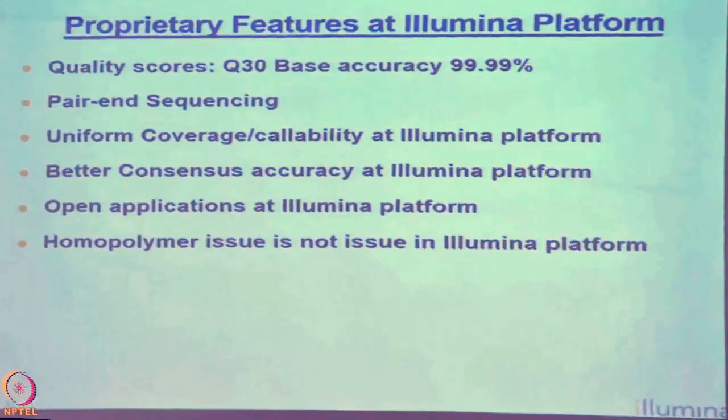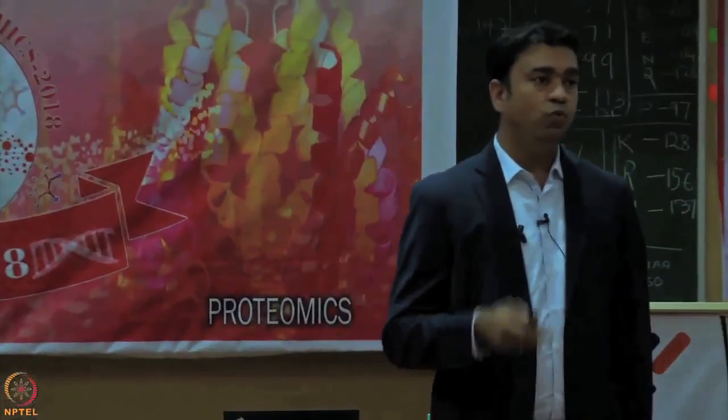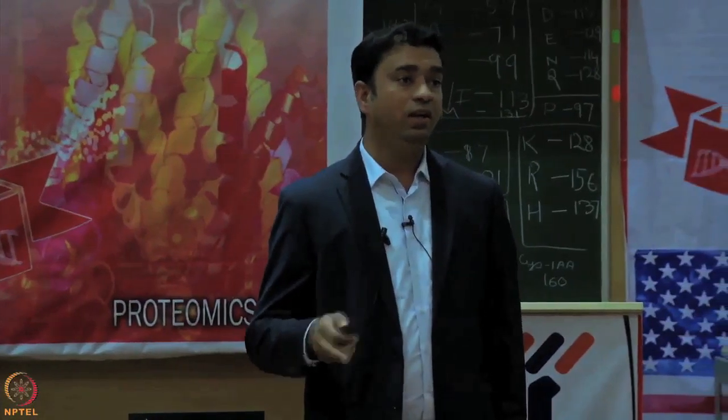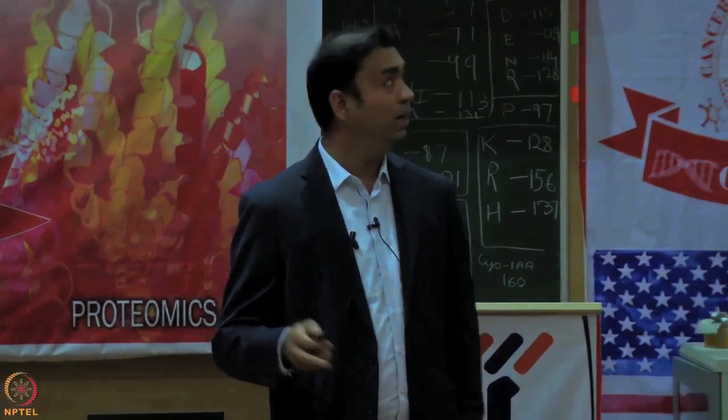So what Illumina platform's benefit is, the quality of data is basically very high. The Q30 is 99.9%. That means Illumina sequencing incorporates one error in 1,000 base pairs. So really, really high quality sequencing data, right?